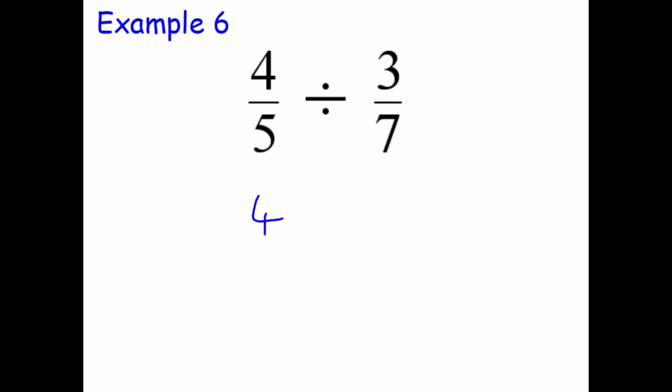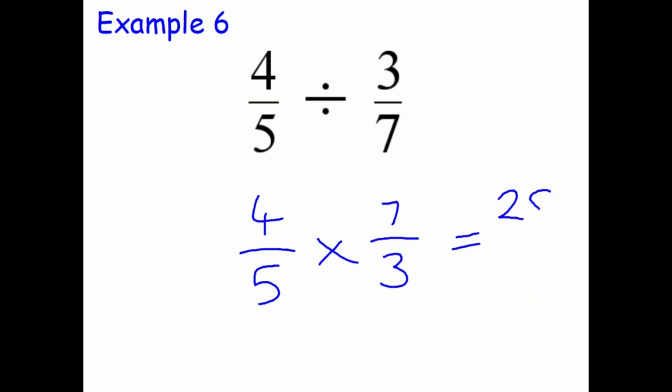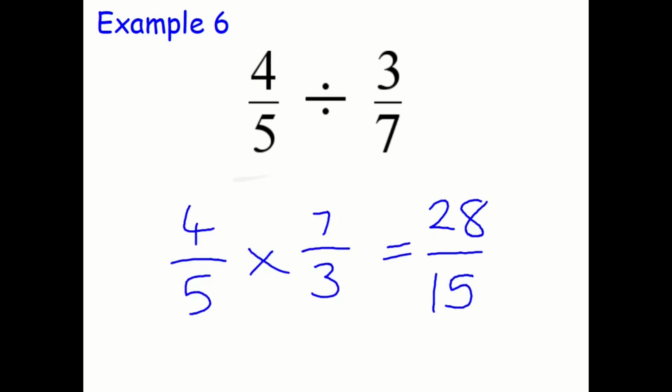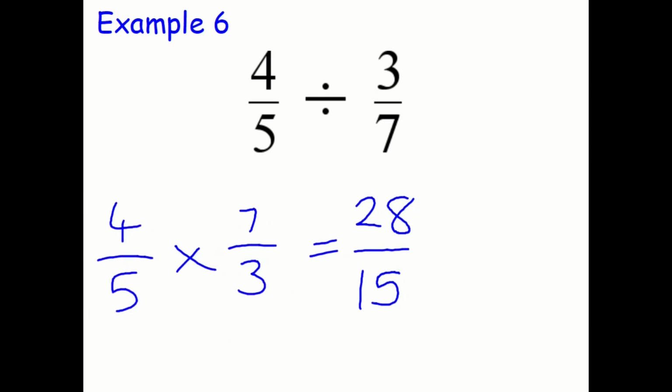Example 6, keep, swap, flip. 4 times 7 is 28. 5 times 3 is 15. And you can leave it like that, or you can change it into a mixed number if you like. This would be 1 and 13/15. You just respond to what your question asks. If it says give your answer in a mixed number, then do so.